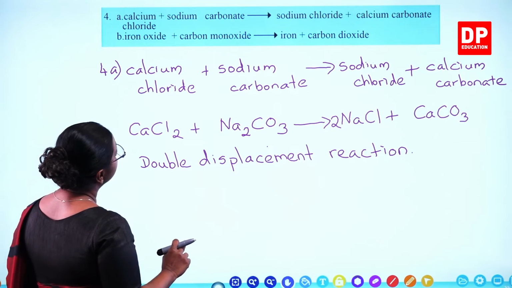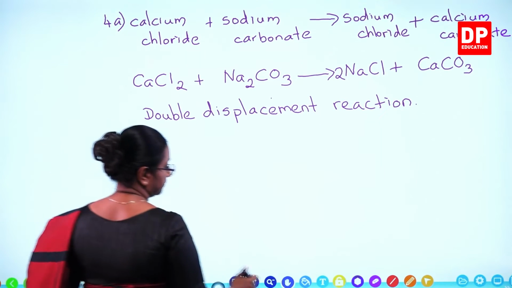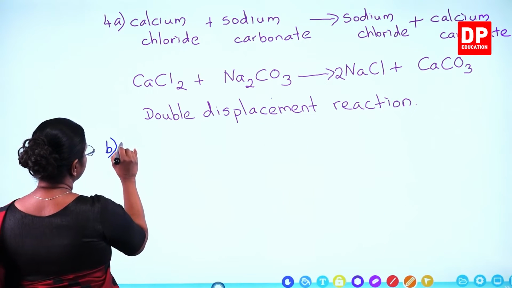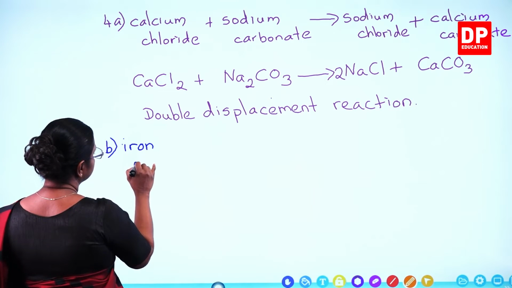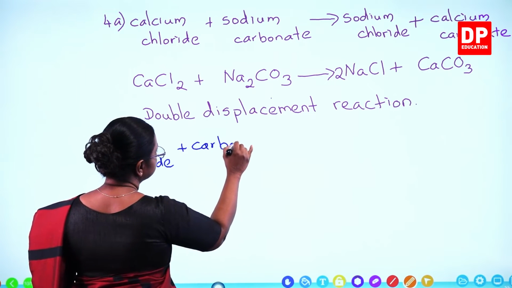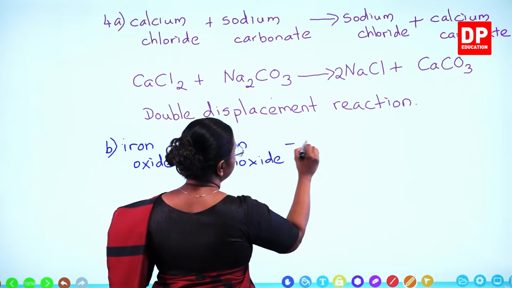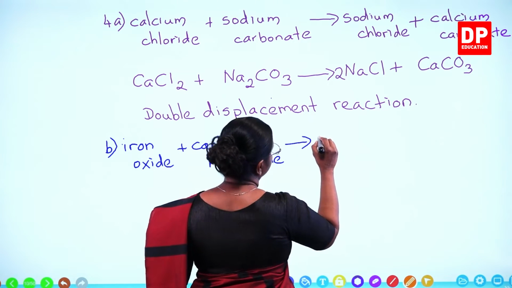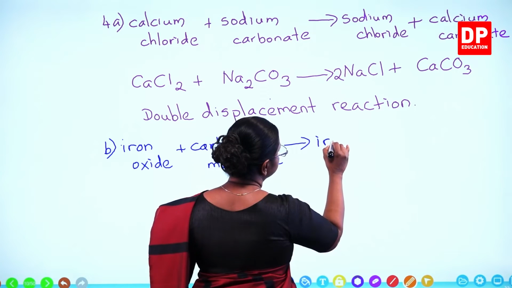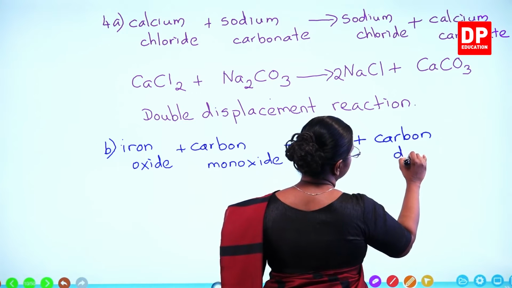Then we have the next one. Iron oxide plus carbon monoxide giving rise to iron and carbon dioxide. So B part, iron oxide plus carbon monoxide giving rise to iron plus carbon dioxide.